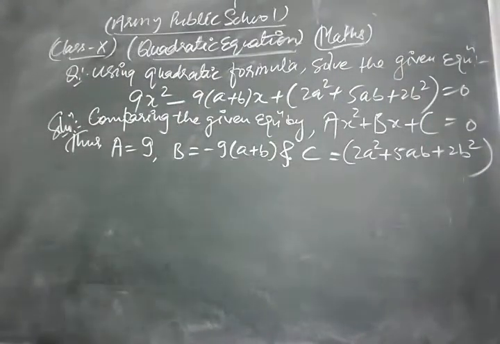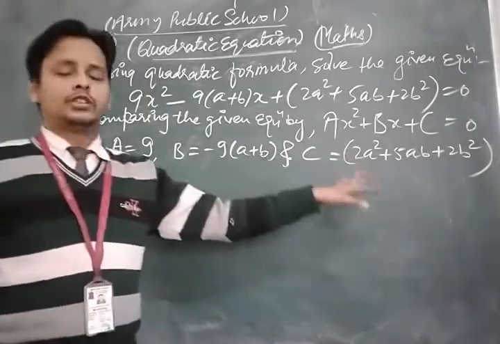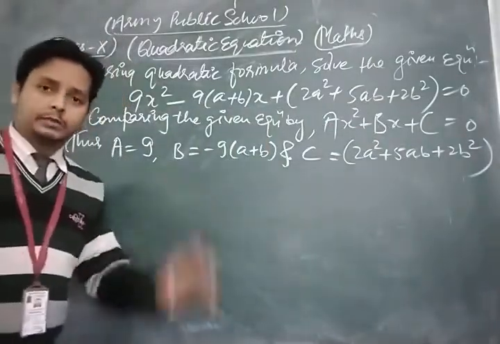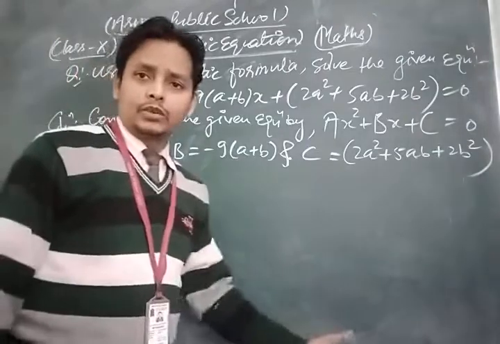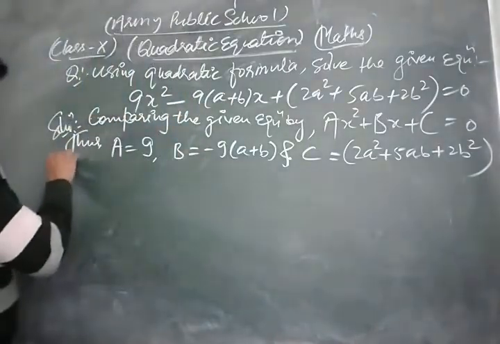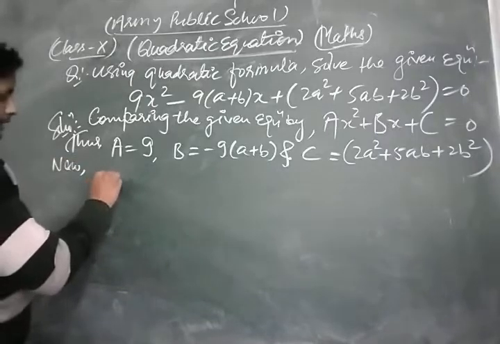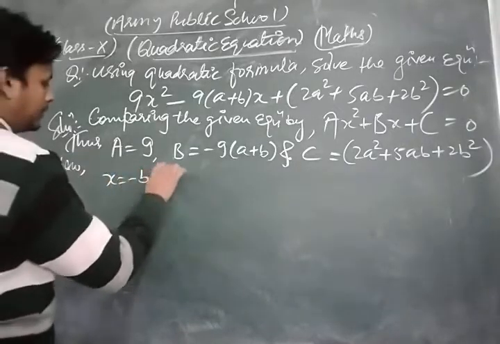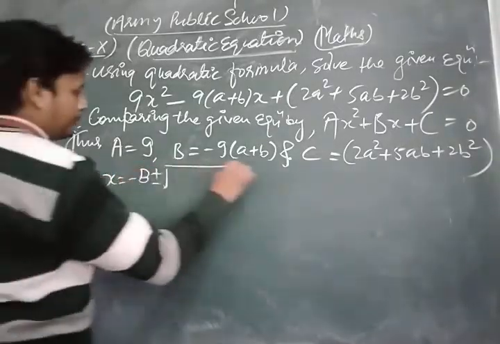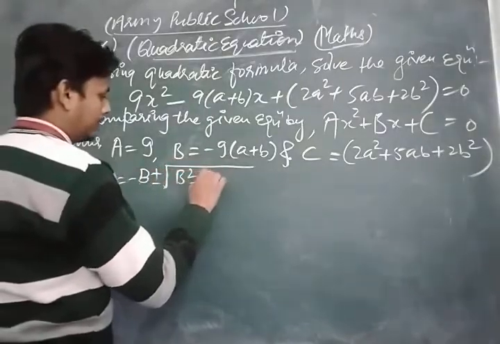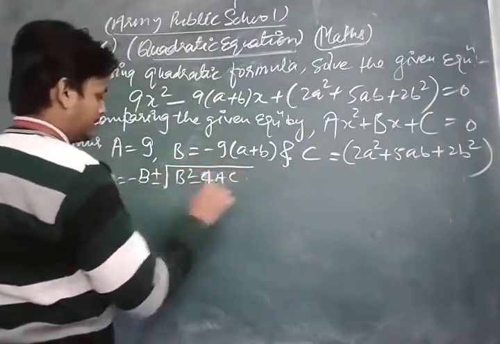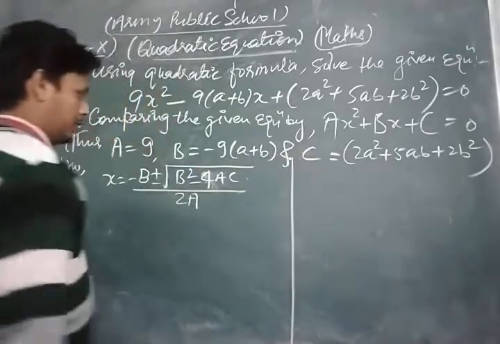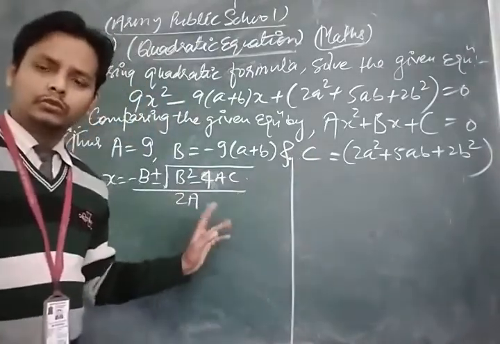Okay, so in this way, dear friends, by comparing the given equation with the original form of the equation, we find the values of a, b and c respectively. Now we apply the quadratic formula. Thus, by the formula, x is equal to minus b plus minus square root of b square minus 4ac upon 2a. We put all these values in that equation.